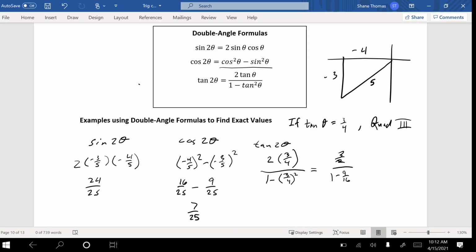Okay, so then 1 minus, I'm looking at 16 over 16. So that's going to be 7 over 16. Flip it up. That's giving me then 3/2 times 16 over 7. 1, 8. I think that's all I can cancel, right? 3 times 8 is 24 over 7. How many of you guys got that one?